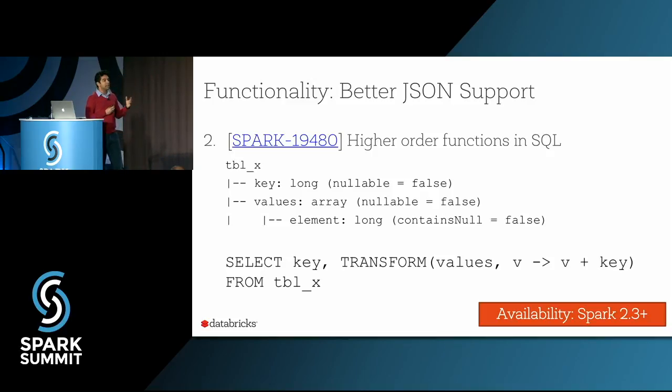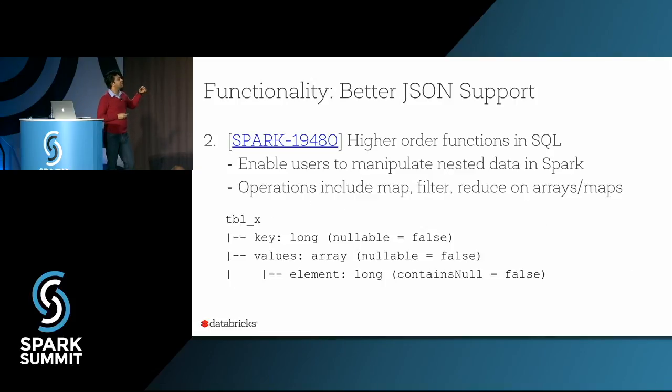So in this specific case, if I'm trying to append this value of key to the list of values, we can just do something like select key, transform, which is essentially a map function, which takes in these values, the second column in this table, and then maps these values and appends this key element to them. As I mentioned, these operations might include transformations, filters, reduce operations and things like that.